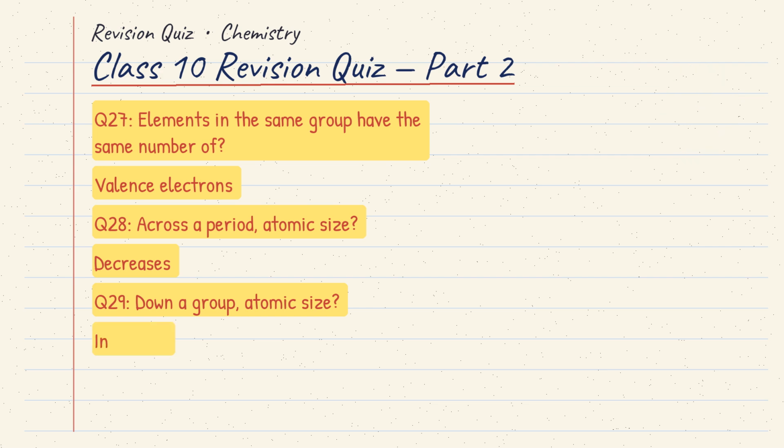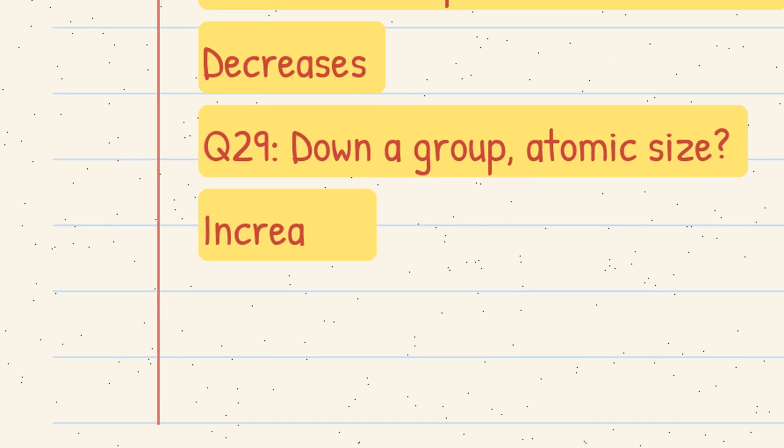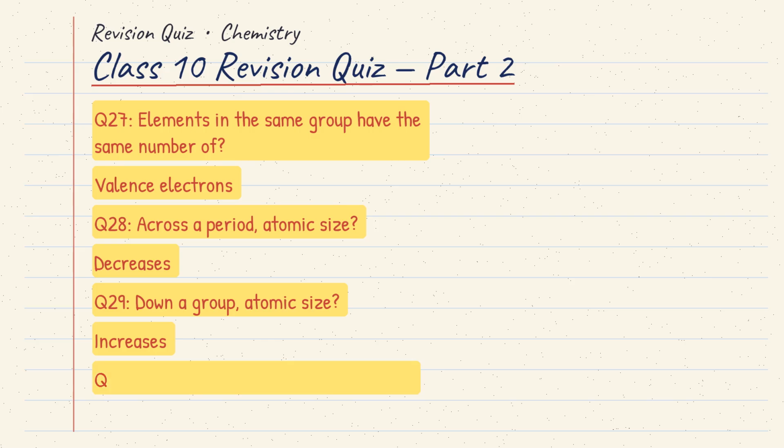The answer is increases. New shells are added. Question 30. Across a period, metallic character?